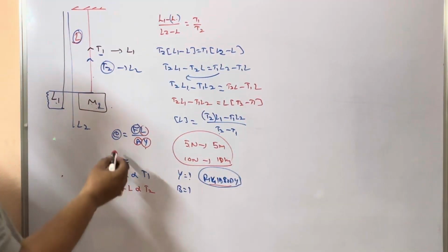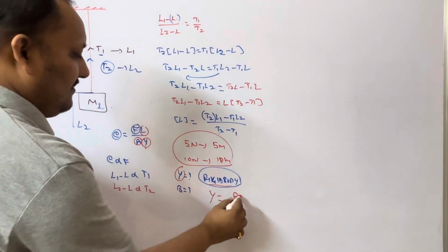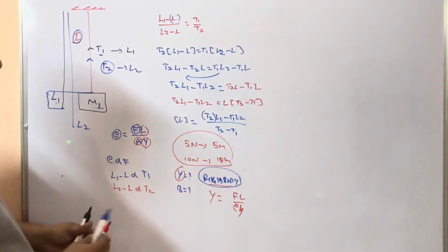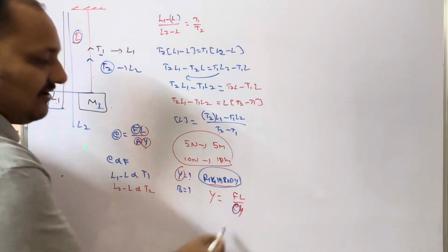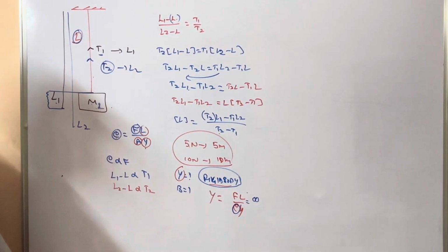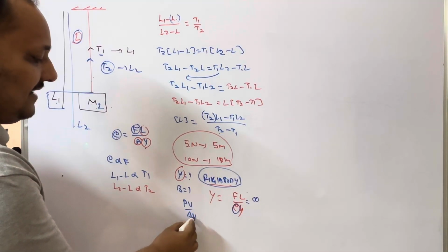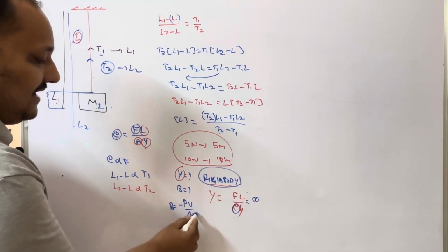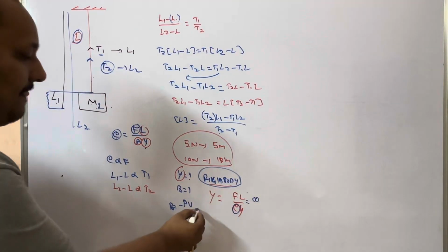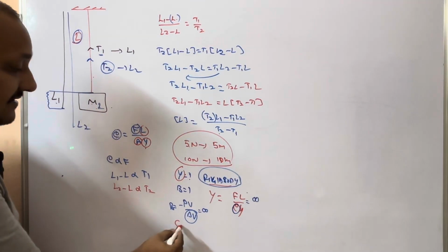If it does not change size and shape, what is the Young's modulus? Y is equal to FL by AE. Not changing size and shape means elongation is 0. Anything divided by 0 is infinity, so Young's modulus is infinity. Bulk modulus: what is the bulk modulus formula? PV by delta V. There is no change in volume, so delta V is also 0. Bulk modulus is also infinity.